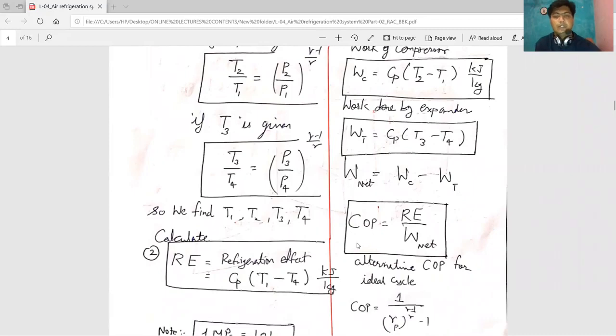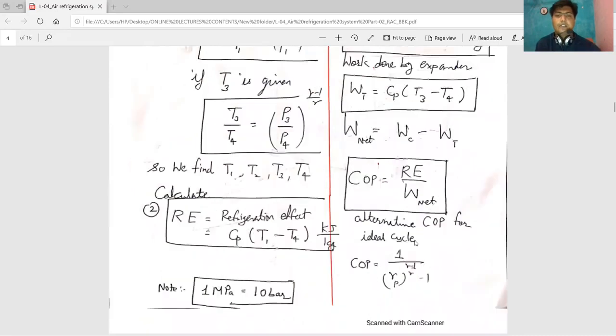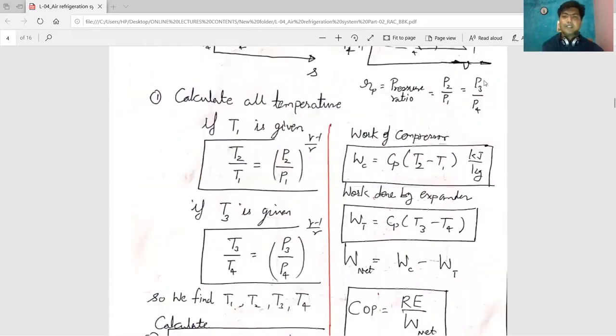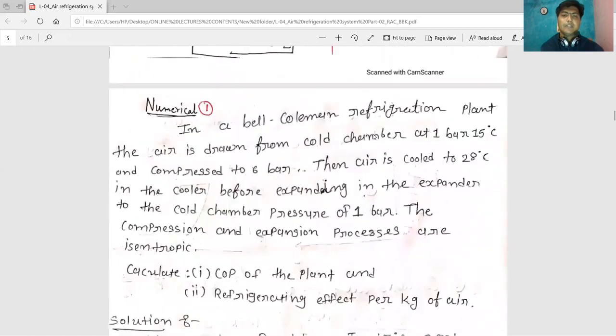Finally we calculate COP. COP is equal to the refrigeration effect divided by the net work. An alternative method for COP: COP is equal to 1 divided by RP raised to gamma minus 1 divided by gamma, minus 1. What is RP? RP is the pressure ratio, P2 by P1, which is equal to P3 by P4.